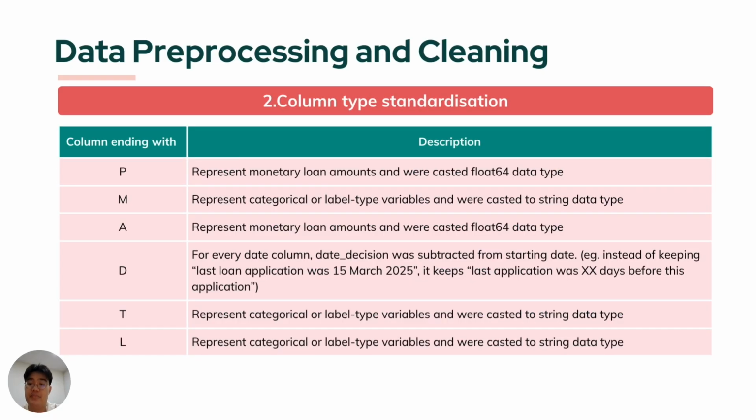Next, we standardized column types to ensure consistency and suitability for modeling. We converted each column based on its meaning, such as casting monetary variables to float types and categorical variables to strings. We also converted date features into days from the decision date to help the model understand recency. So overall, this ensures that the model correctly interprets each feature and improves overall data quality.